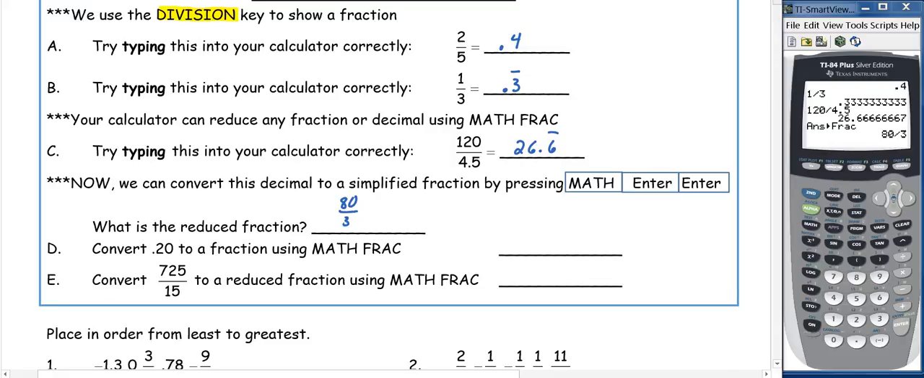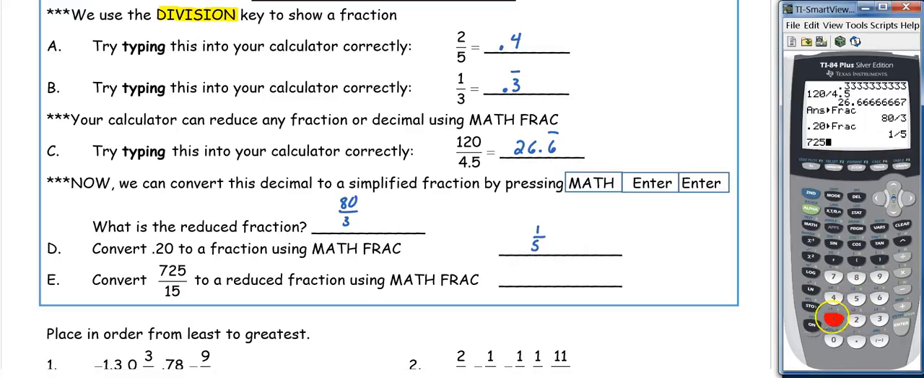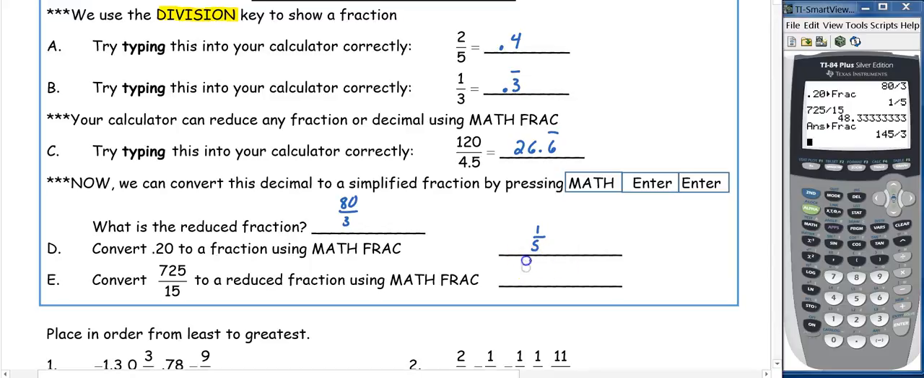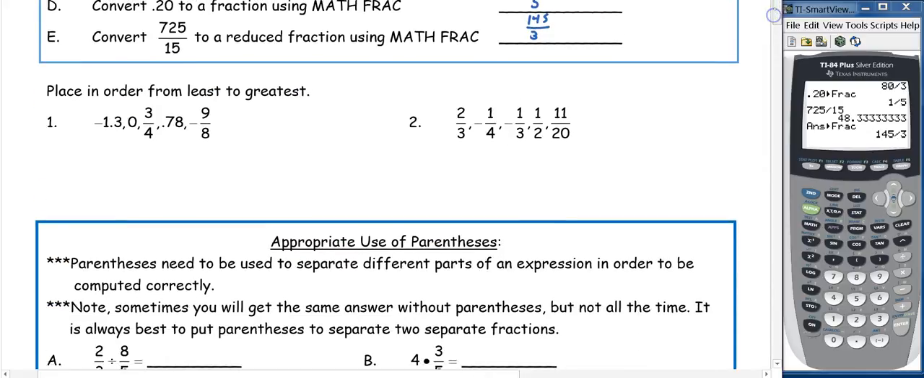Let's try two more reducing and changing into fractions. In the first one we have 0.20, and we want to turn that into a fraction. So 0.20, math, enter, enter, which gives us our fraction of 1/5. Convert 725/15 to a reduced fraction. So we're going to do 725 divided by 15, enter to turn it into a decimal, and then math, enter, enter, and our reduced fraction is 145/3.